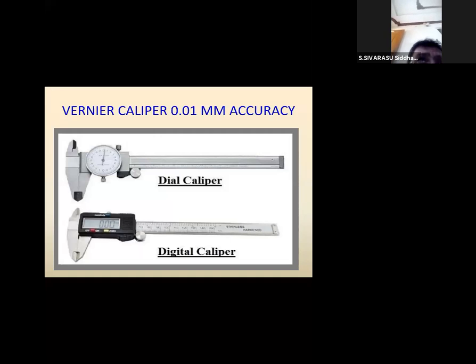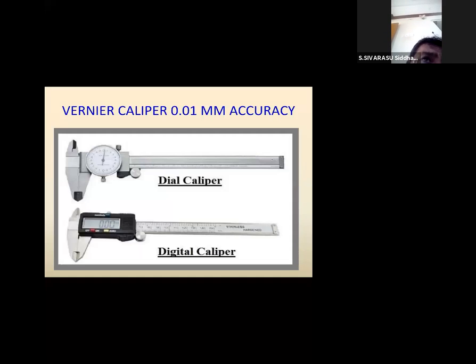So in the dial vernier caliper, you can get an accuracy of 0.01 mm, that is 10 microns. How do we get 0.01 mm accuracy? They have taken 1 mm and amplified, magnified it into 100 divisions, through this rack and pinion gear mechanism.